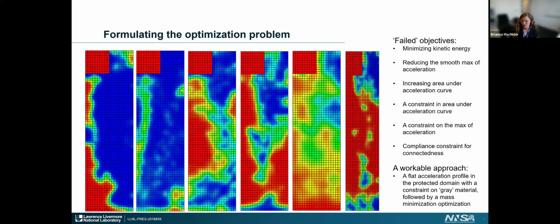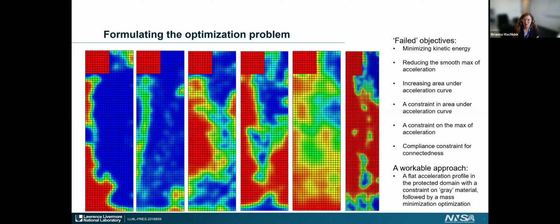So we tried minimizing kinetic energy, or reducing the max of the acceleration, looking at the area under the acceleration curve, both as a constraint and an objective, and then even trying to add some sort of a connectivity constraint on top, like compliance or some sort of a thermal transport constraint. It ended up that those just kind of dominated the problem largely, and it didn't work out very well.